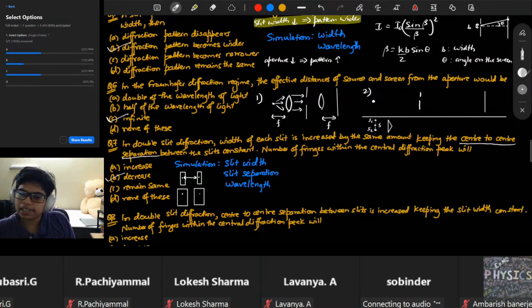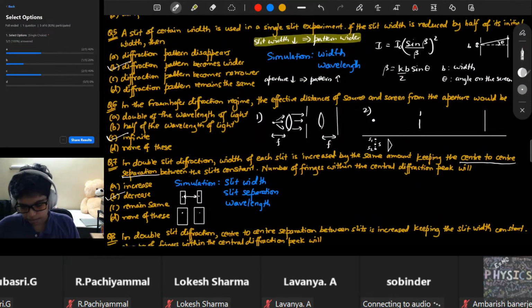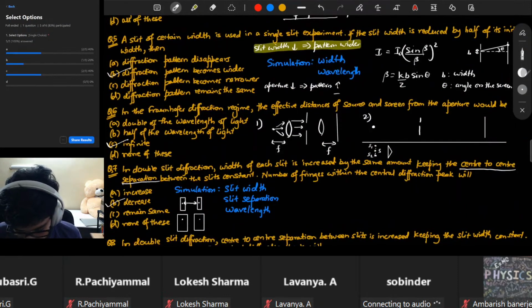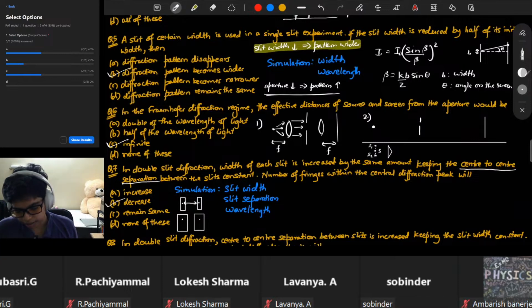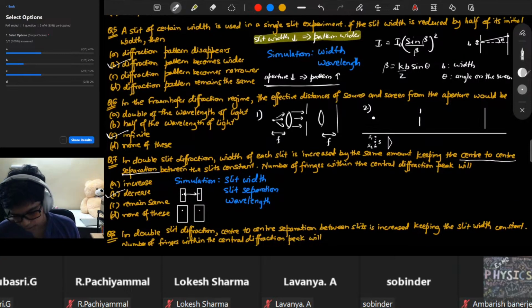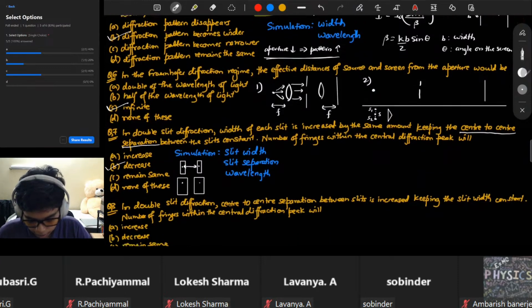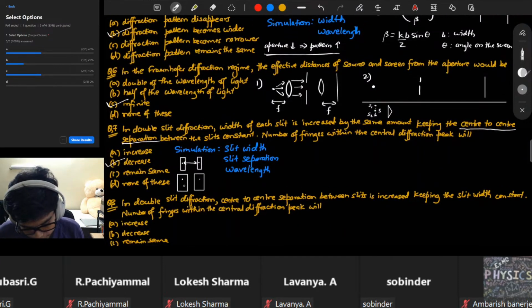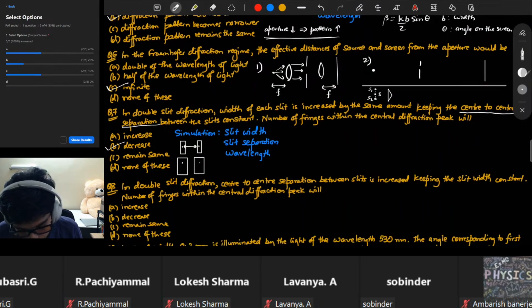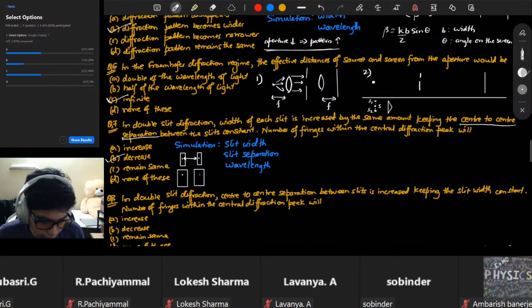Now when your slit width is increasing, as I showed in the single slit simulation, if the aperture's size increases, then your pattern will become narrower. So slit width is increasing, that means the central maximum will reduce in size. The diffraction peak would reduce in size. As a result, there will be fewer interference maxima coming inside that.